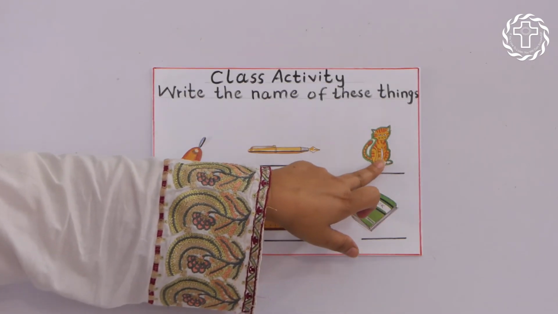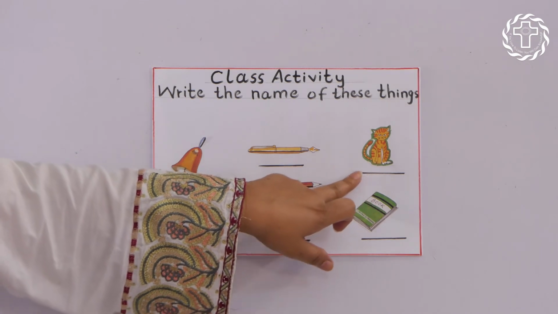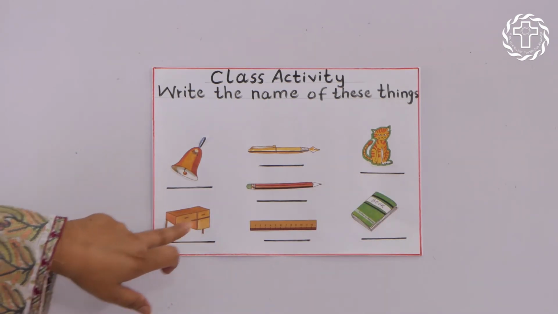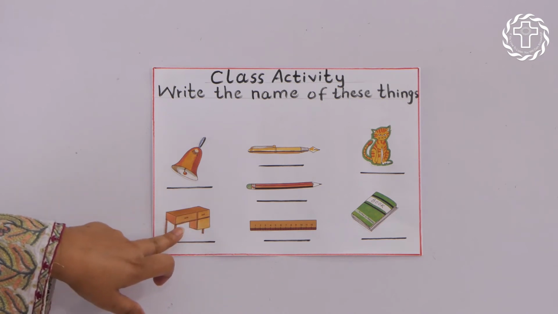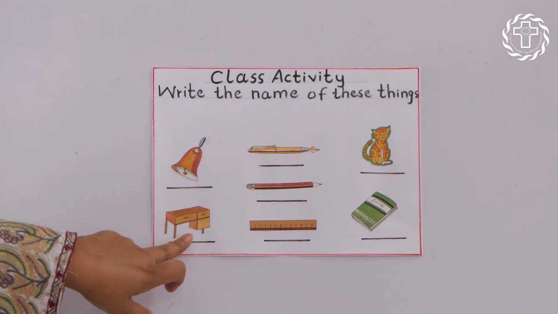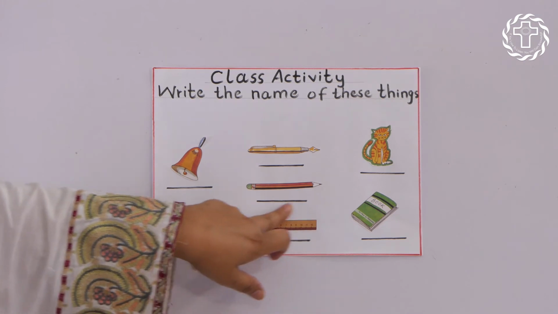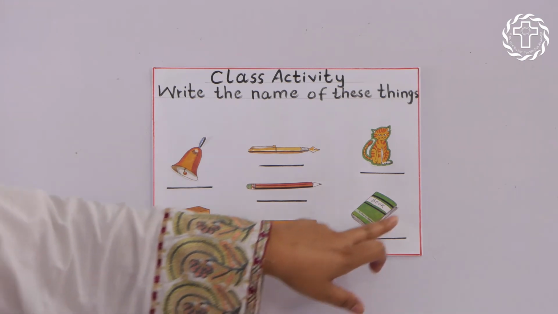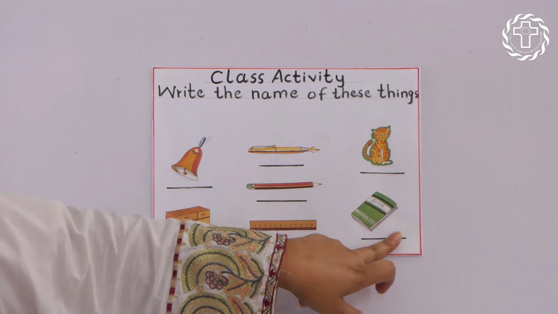And this picture is a cat. You write here a cat. Then this is a picture of a desk. You write here a desk. This is the picture of a ruler. You write here a ruler. Then this is a book. You write here a book.